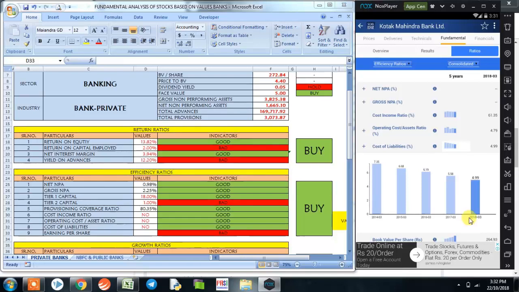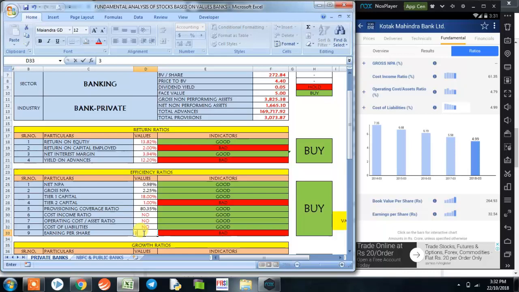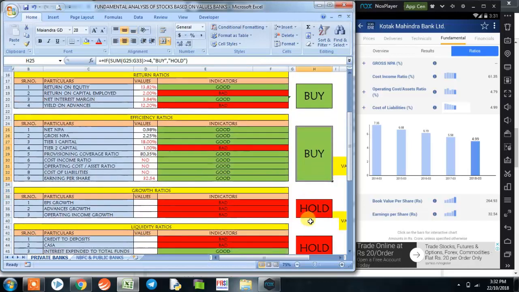Earning per share is 32.54. This is a trailing EPS. So overall the efficiency ratio has given us a signal to buy the stock at this point of time.